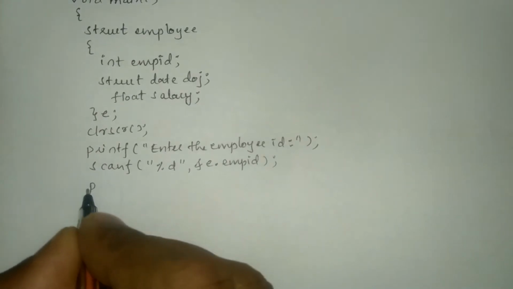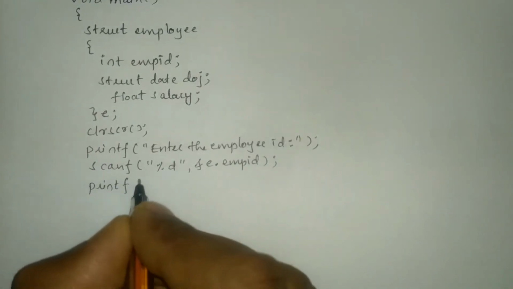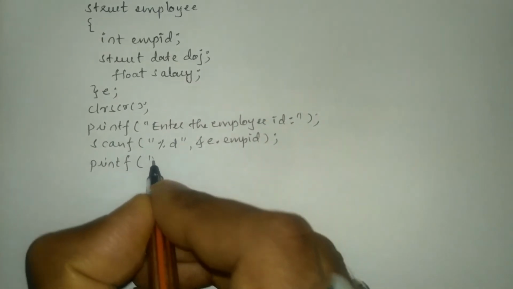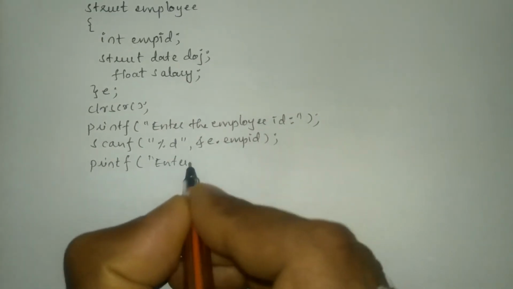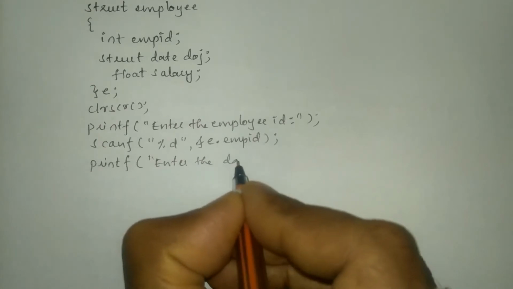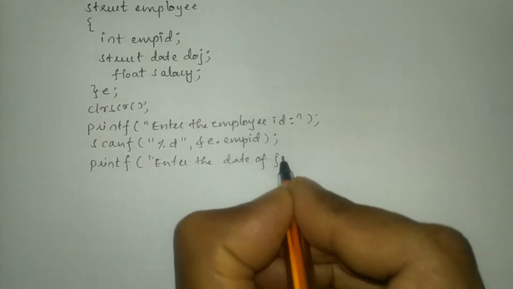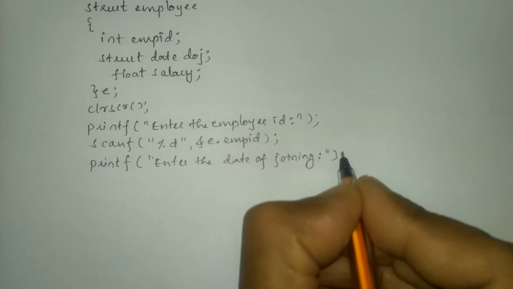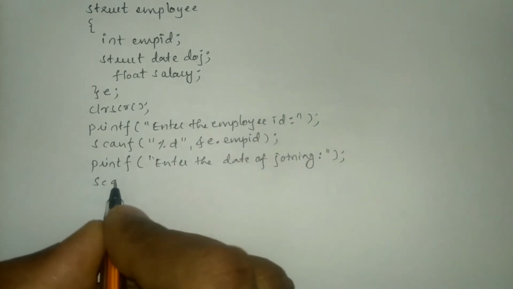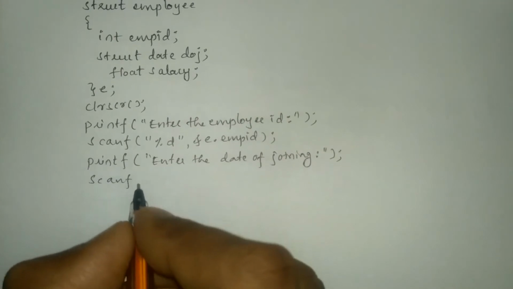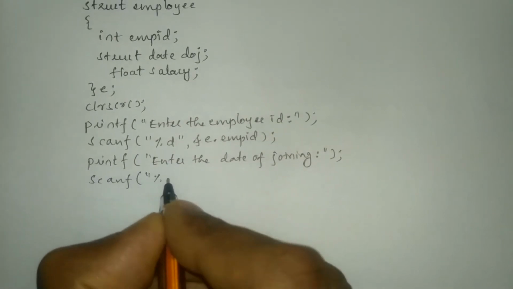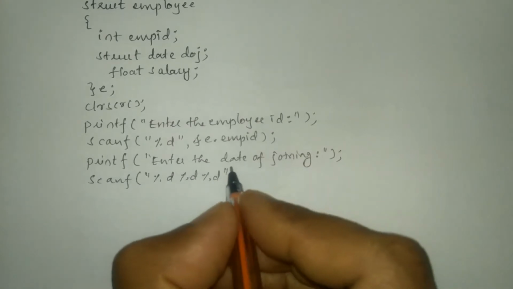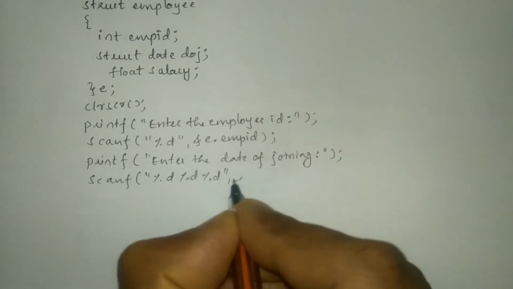Next we will receive the next information, that is date of joining. In a printf statement we'll ask the user to enter the date of joining. So end the double quotation mark and put semicolon. So we'll use the scanf statement, and here in double quotation marks I'll write %d and %d, end the double quotation mark, put comma, ampersand.